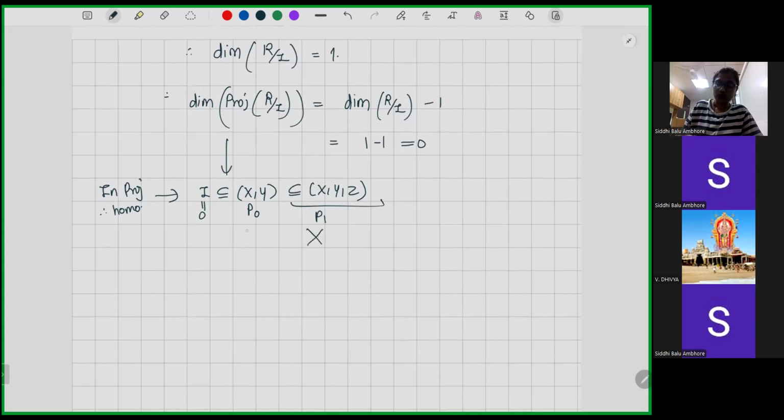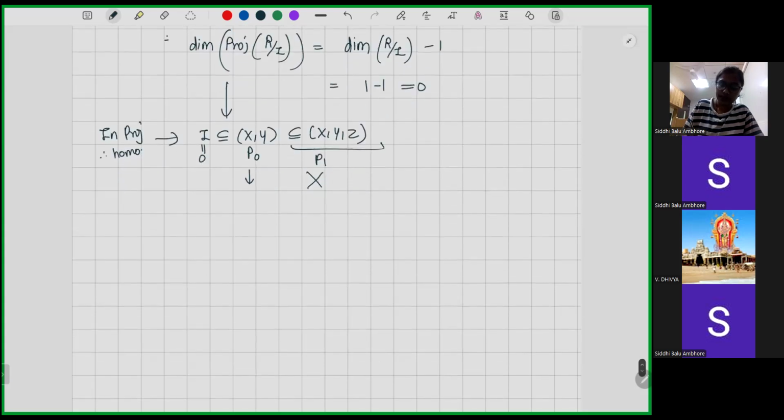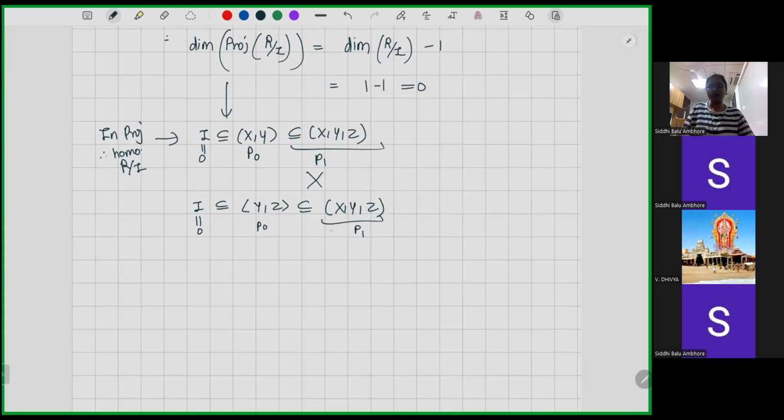So that's why the only possible chain is this chain of minimal primes, in R mod I. Similarly here (y, z). Again this will be my P0, and here we are not considering P1 again. Okay, is that okay?